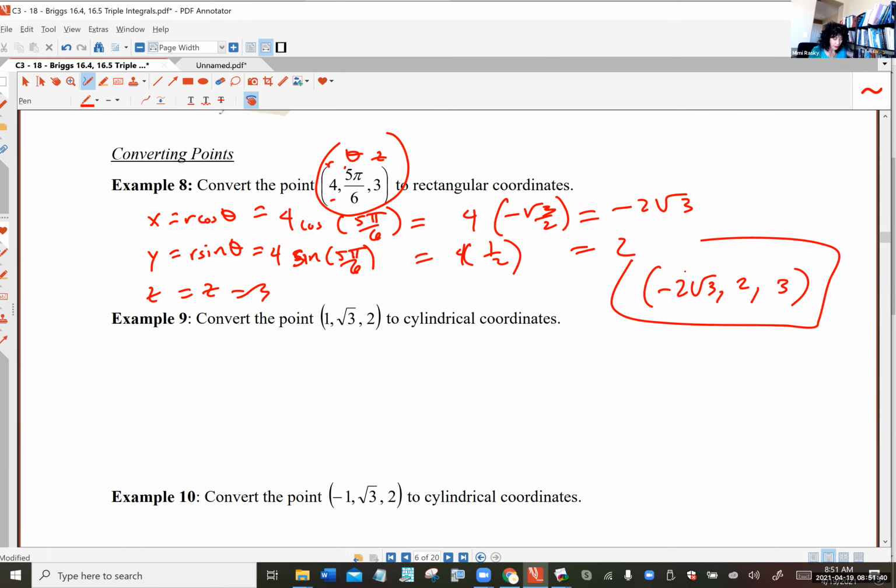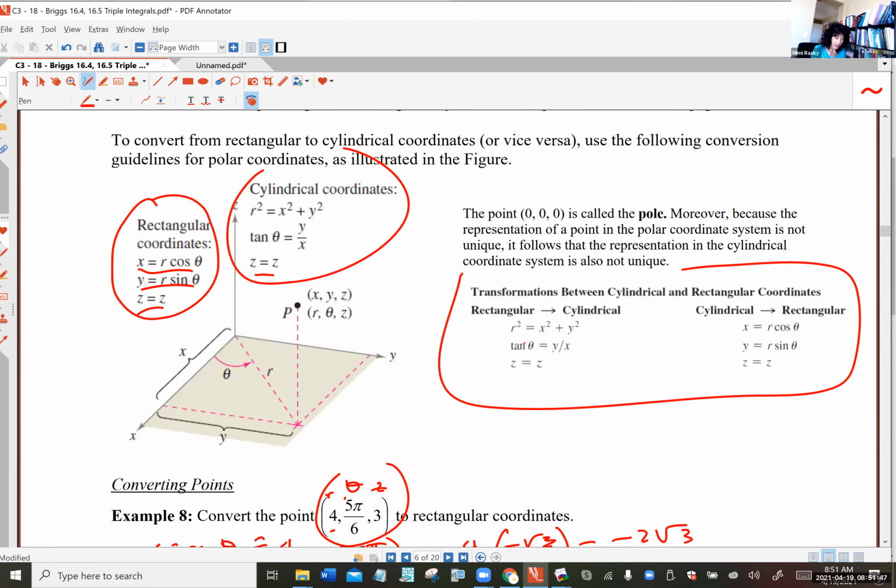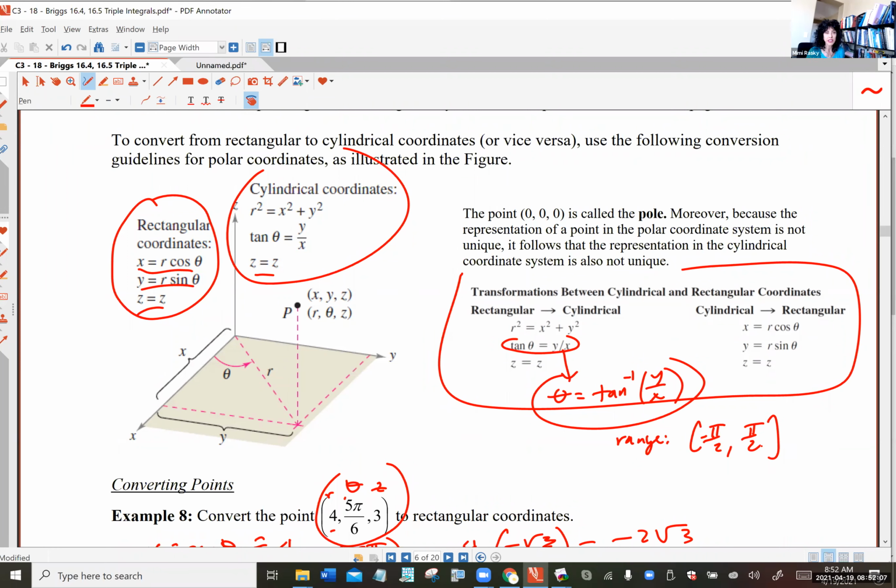No big deal. Now, you have to be careful when you're converting from rectangular to cylindrical, especially for the theta. Why? Because if you solve for theta here, you get arctan of y over x, but you have to be careful because the range of arctan is always going to be between negative pi over 2 and positive pi over 2. And you learn this actually in Calc 2. So if the angle really is supposed to be something else, you may get a wrong answer due to this limitation.